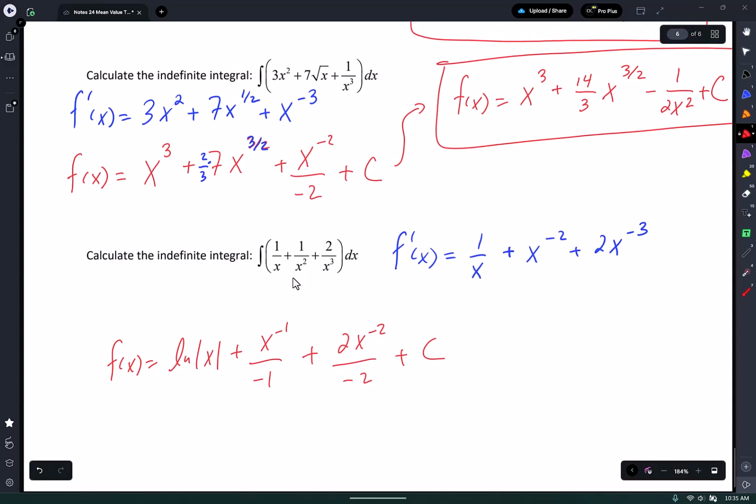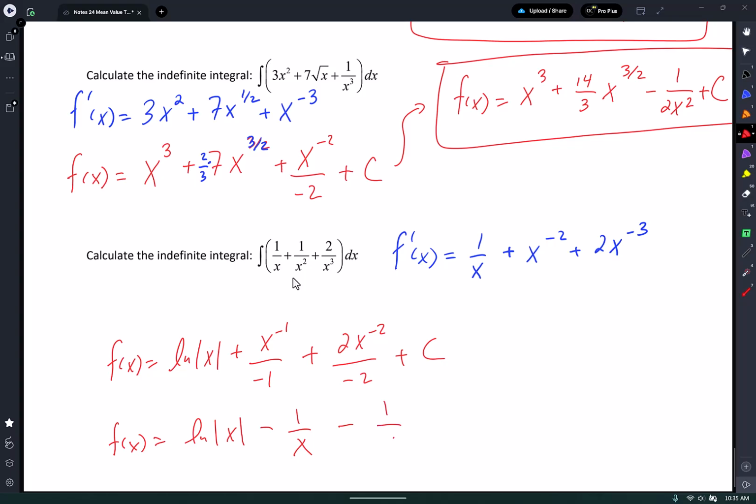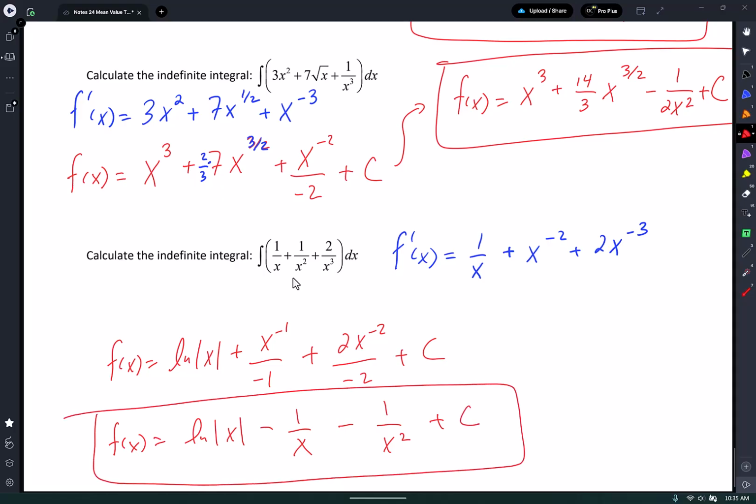All right, here it is. F of x equals ln absolute value of x minus 1 over x minus, the 2's cancel out, 1 over x squared plus c. Do we feel okay?